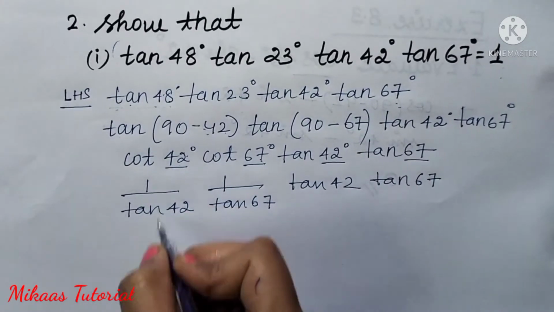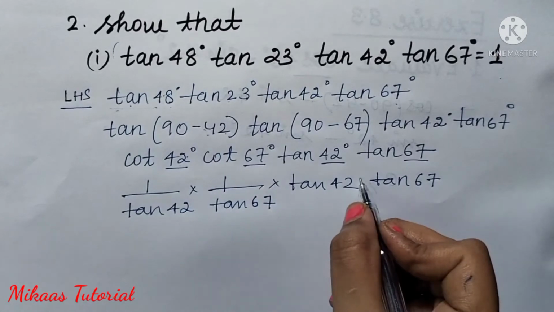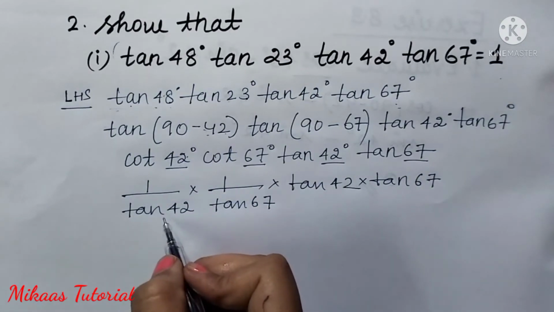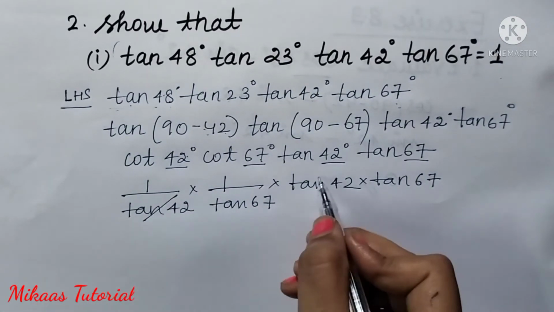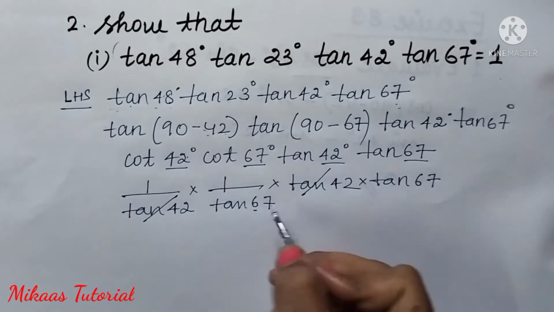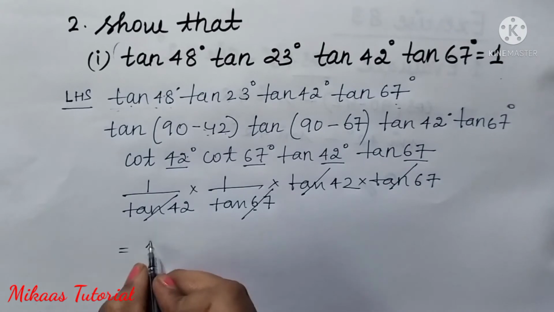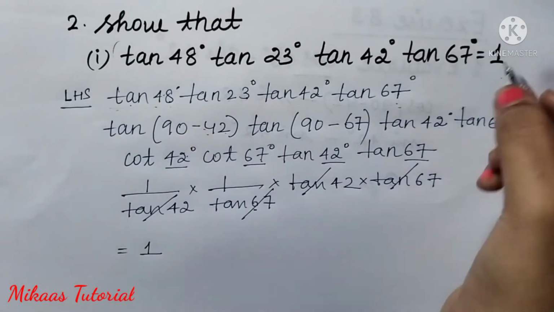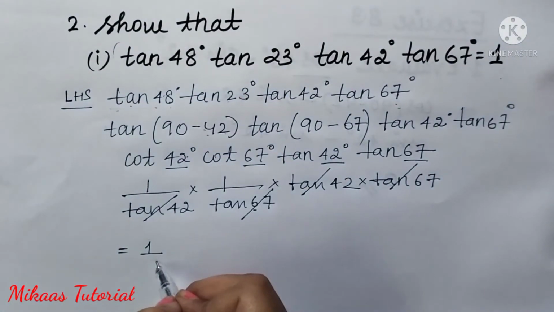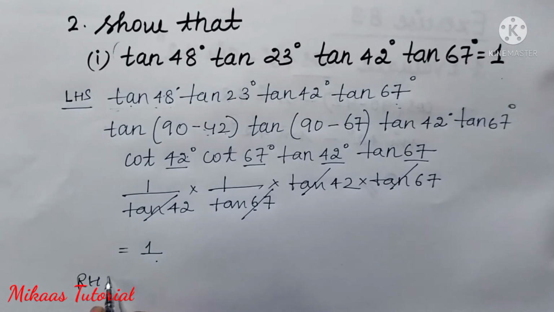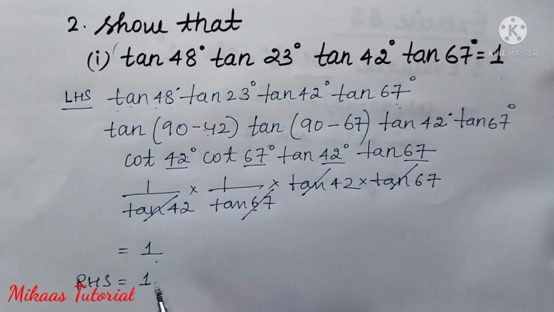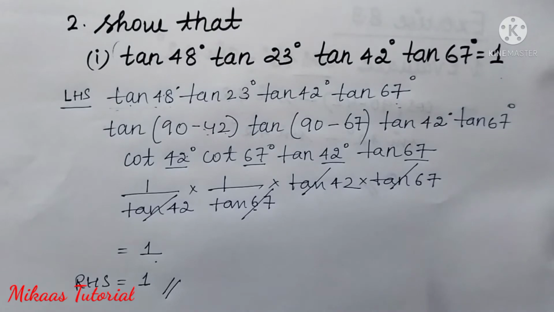Okay. 1 by tan 42, these are all in multiplication. So, 1 by tan 42 and tan 42, we can cancel. 1 by tan 67 and tan 67, we can cancel. So, at last, you will have 1. Now, see, this is the LHS, you got 1. And the RHS, what do you have? RHS is also 1. So, hence proved.